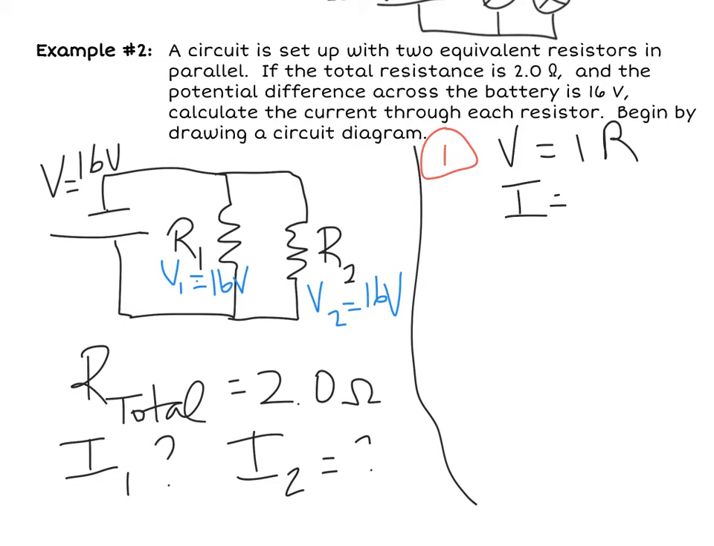Wrong. That's going to be my voltage divided by my resistance. My apologies, and so I'm going to sort that out. So my voltage was the 16 volts, and I know that the total resistance across the whole circuit is 2 ohms. So 16 divided by 2 tells me that the total current is 8 amperes. So that's my first thing.